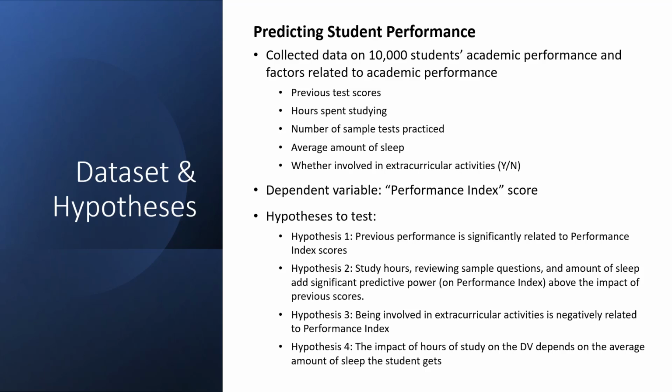The last hypothesis is that the impact of hours of study on the dependent measure of performance index will depend on the amount of sleep that a student gets. If a student isn't getting a lot of sleep on average, then the amount of time spent studying is not going to have as much of an impact on performance index as if a student gets lots of sleep. Then those study hours, I say, will add value to them as a student. So we're going to test the interaction between hours of study and average amount of sleep on the performance index score. So those are the hypotheses we're going to test.